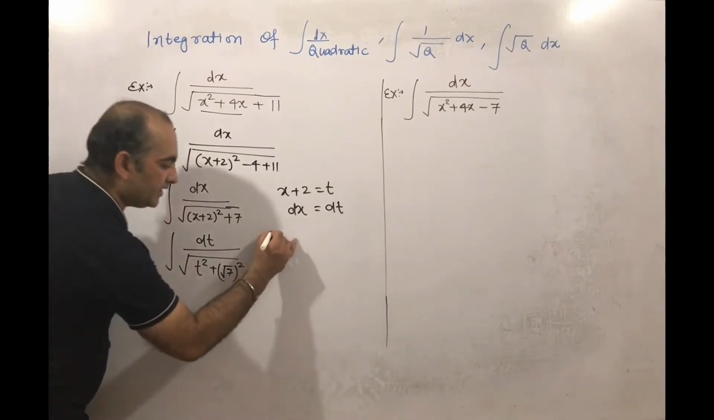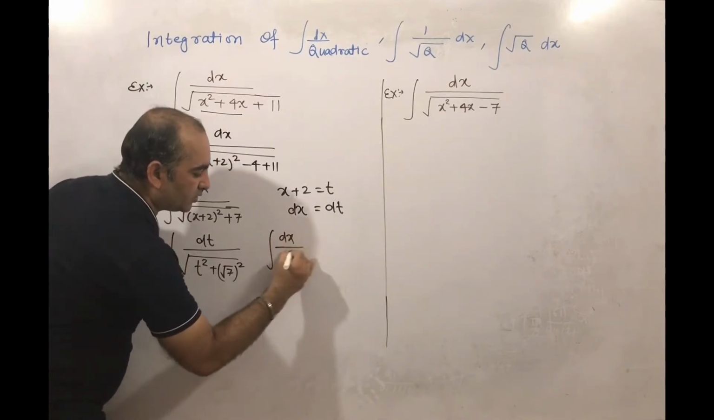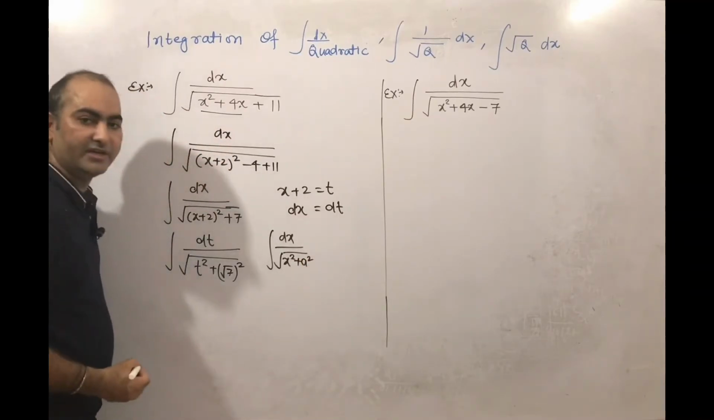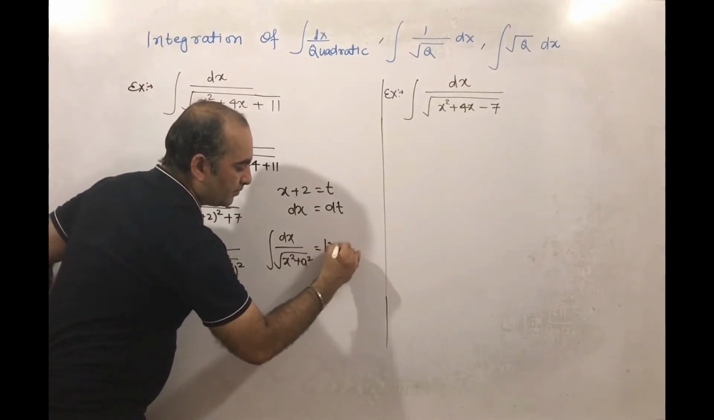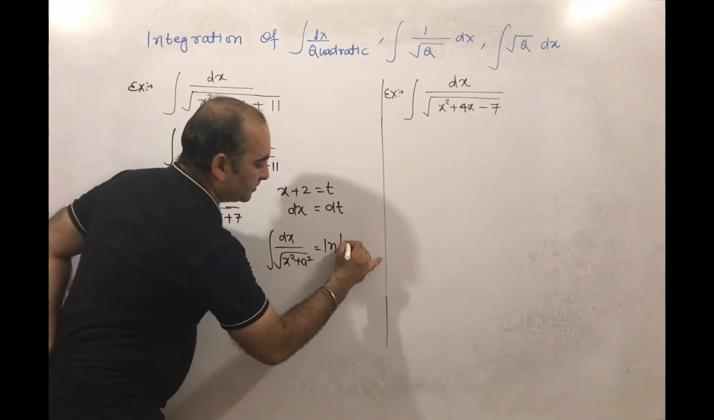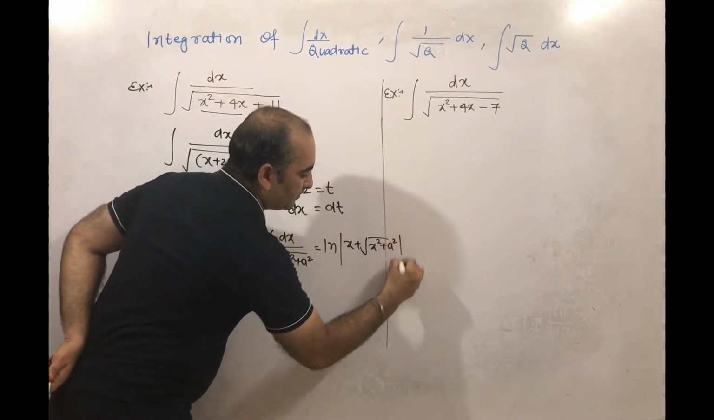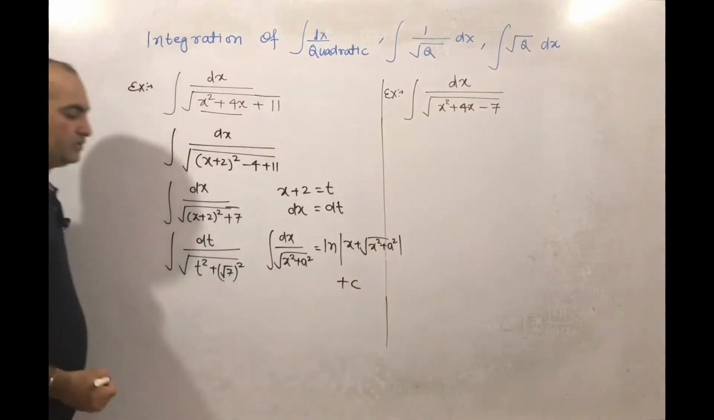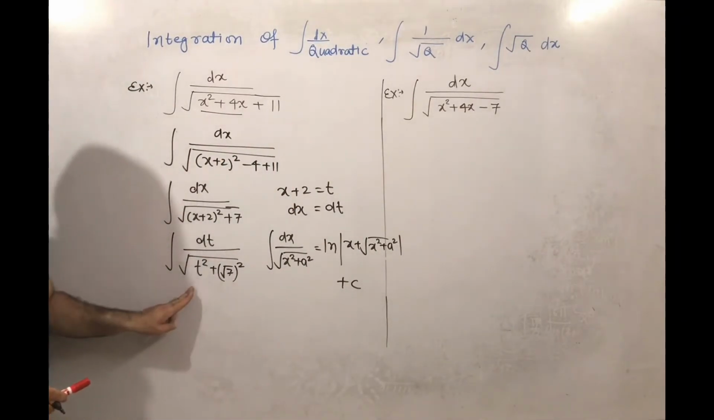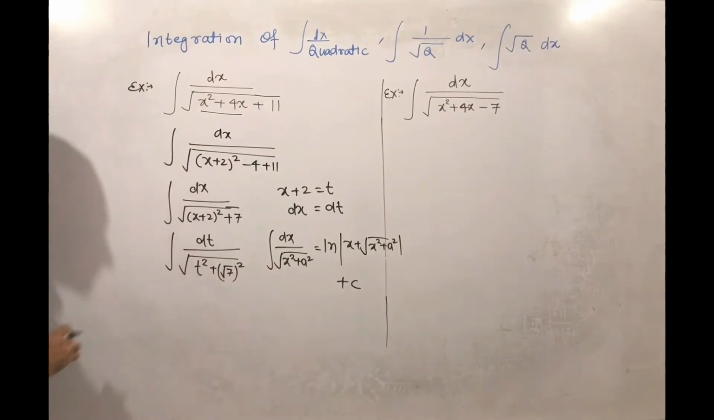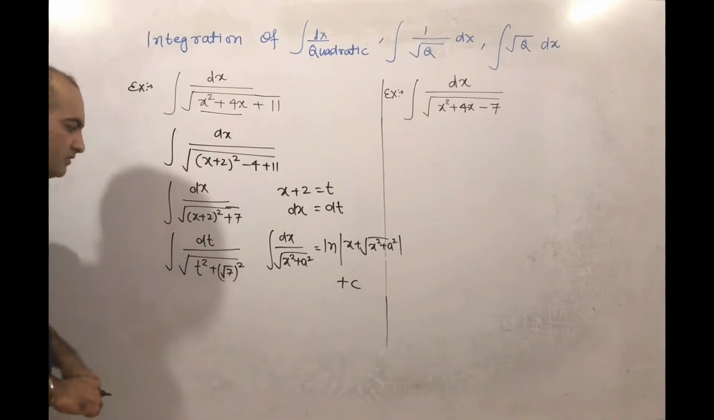We know that integration of dx divided by root over x square plus a square, this one integration is what? Ln modulus of x plus root over x square plus a square plus c. So this formula we will apply here. So this will come what? Here instead of t what? Instead of x what we have? T. And a is what? Root 7.